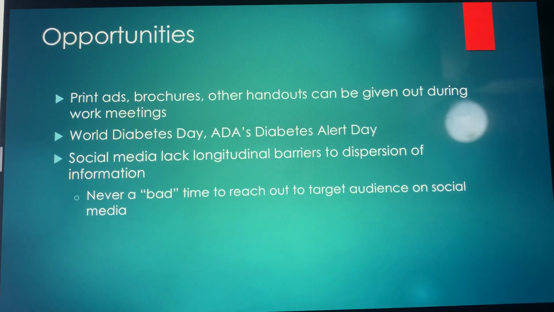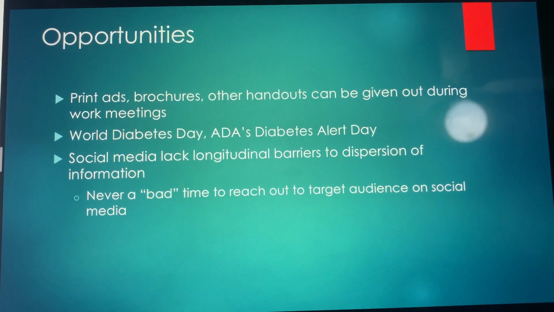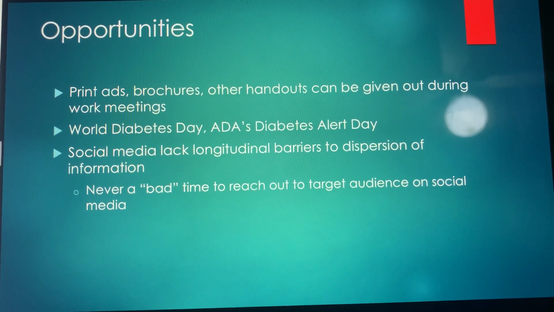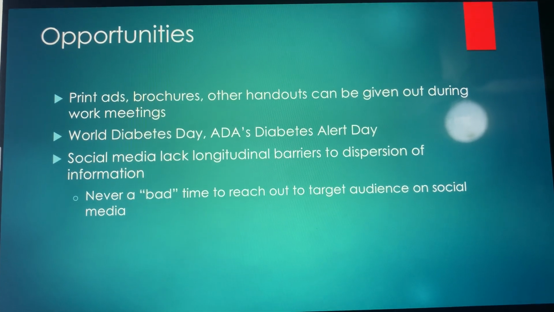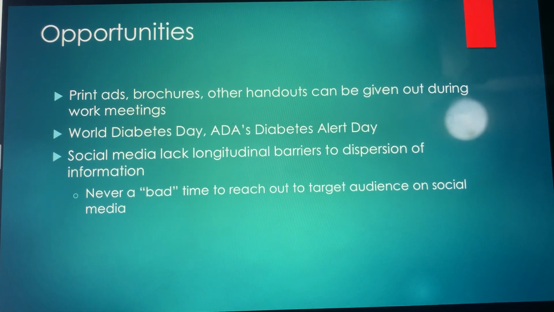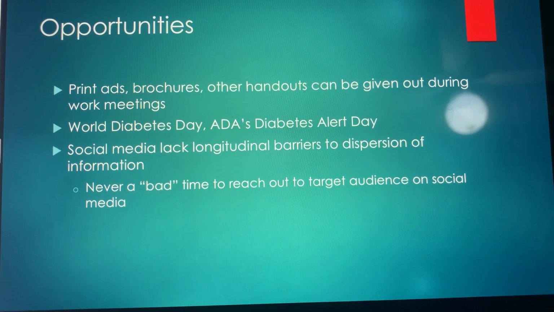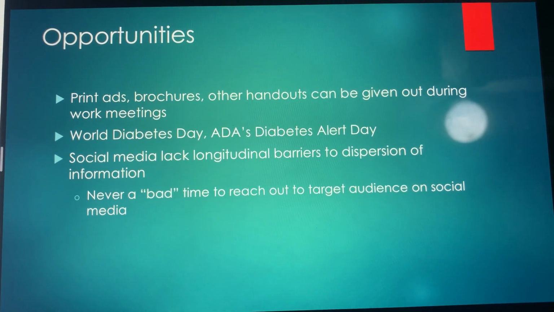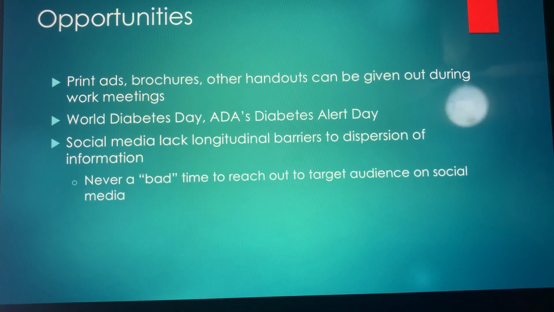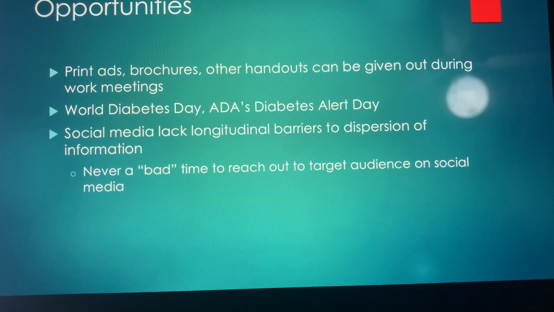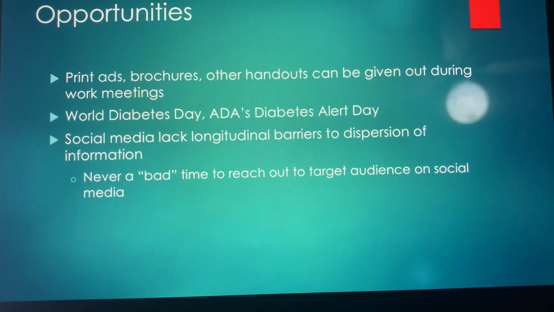Some opportunities for the initiative include that print ads, brochures, and other handouts can be given out during work meetings. In addition, other times that this information can be shared would be during World Diabetes Day or the ADA's Diabetes Alert Day. Another good thing about social media is that it lacks longitudinal barriers to dispersion of information. In other words, there's never a bad time to reach out to the target audience on social media.